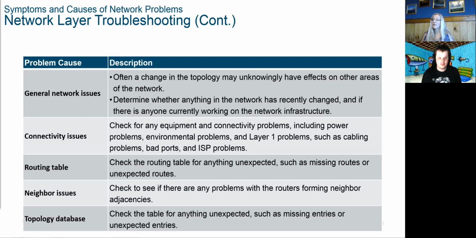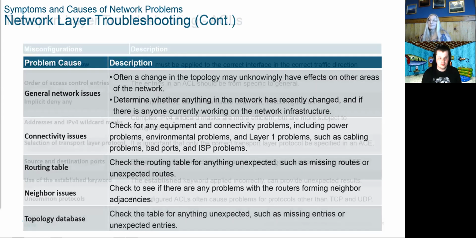Checking your neighbor adjacencies. Don't forget other things that would probably be layer 2, such as duplex, full duplex or half duplex, or if you've got it on auto negotiate when it shouldn't be. So check your topology database, check your neighbors.